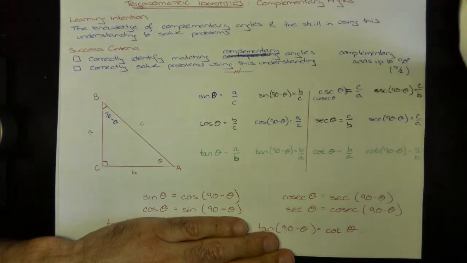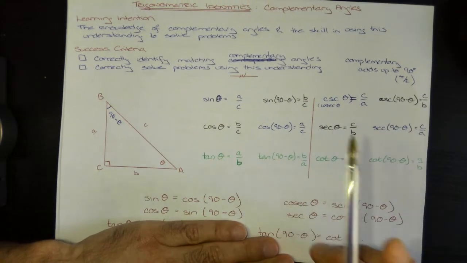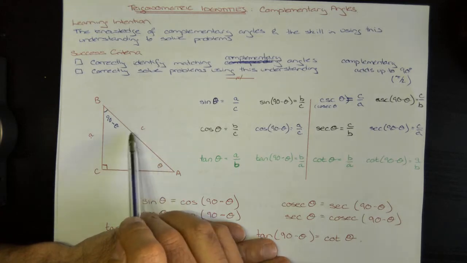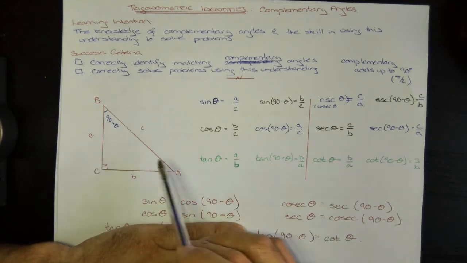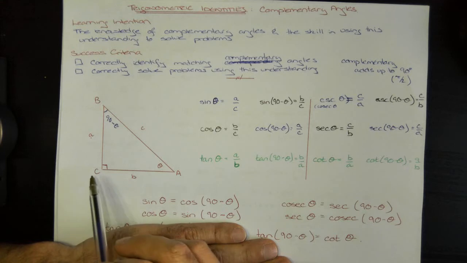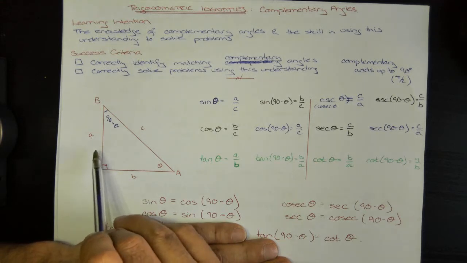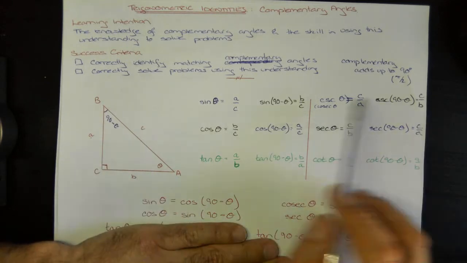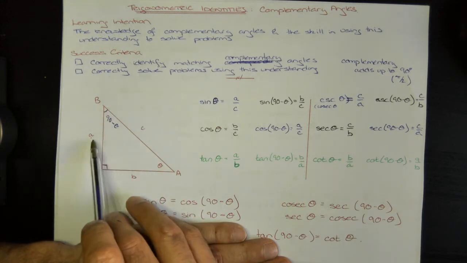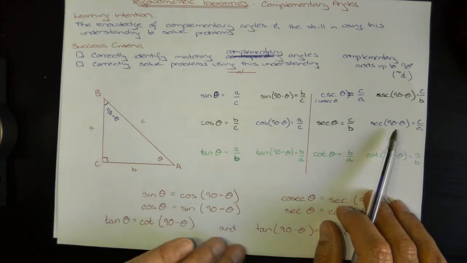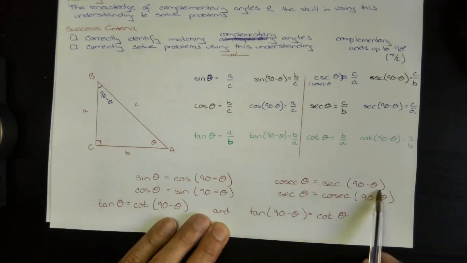And the same thing happens if we do the reciprocal. So cosec of this angle is hypotenuse over opposite, so C over A. The sec of this angle is the hypotenuse over the adjacent, C over B, and the cot is B over A. And similarly, for this one, the cosec is C over B, the sec is C over A, and the cot is A over B. Note that these match up. So cosec theta is the same as sec 90 minus theta, and sec theta is the same as cosec 90 minus theta.